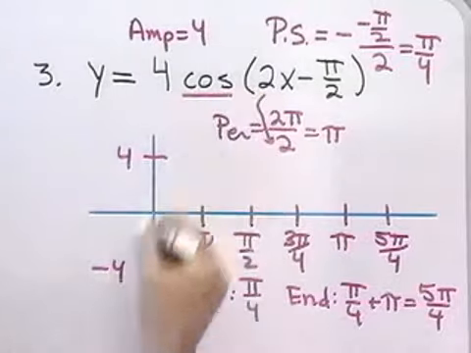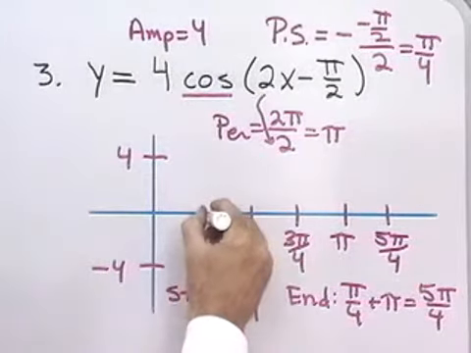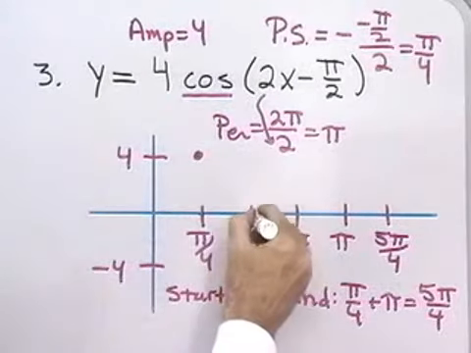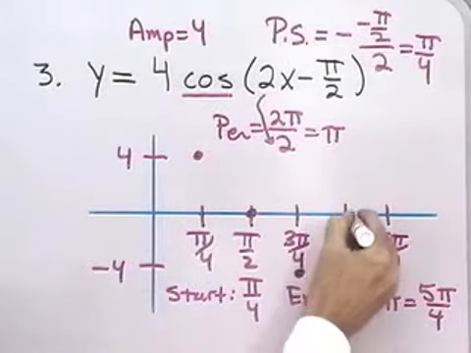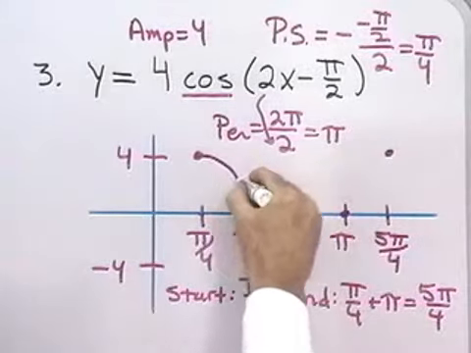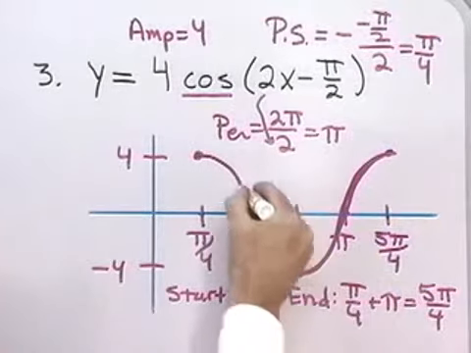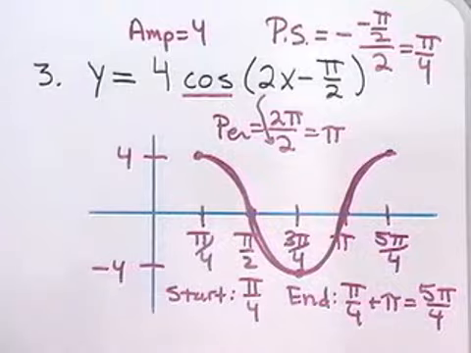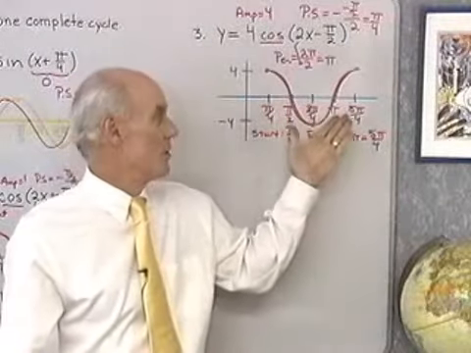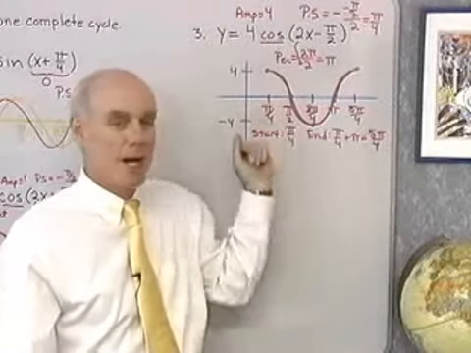Again I have a cosine curve. It's not reflected, so it's going to start at the phase shift of pi over 4. A regular cosine curve starts at 1, goes down to 0, down to negative 1, back up to 0, and then up to 1. So my curve is going to look like this. A nice cosine curve. It takes pi units on the x-axis to go through one complete cycle, has an amplitude of 4, and has a phase shift of pi over 4.